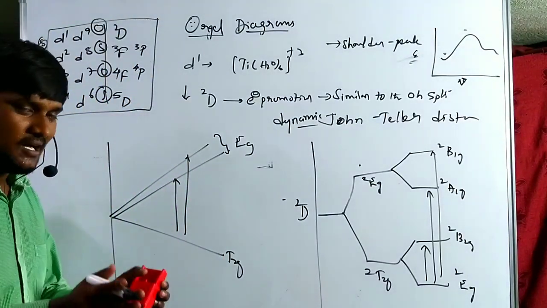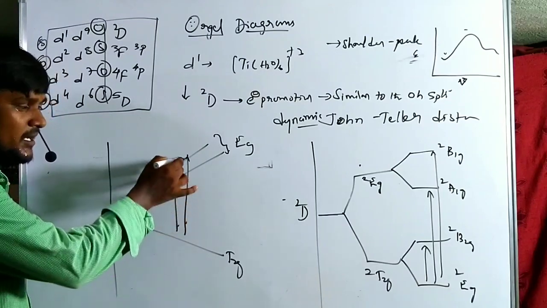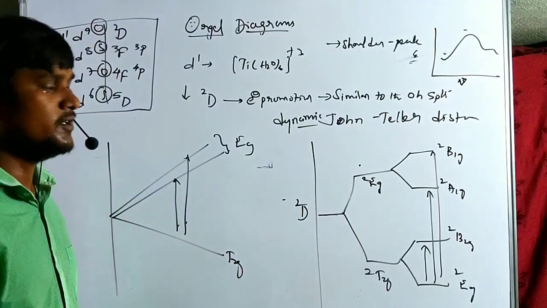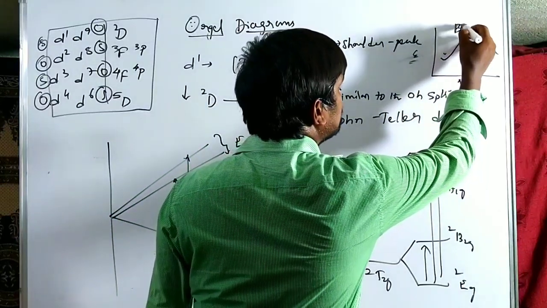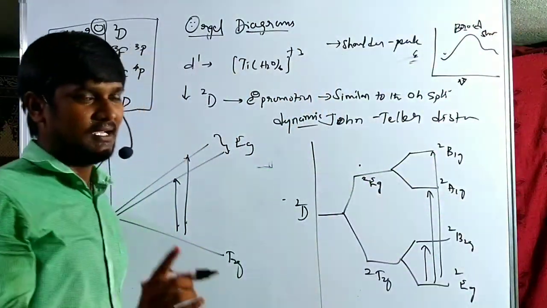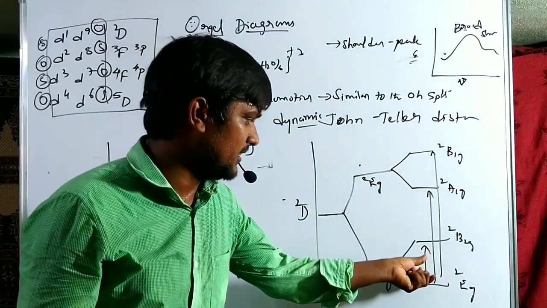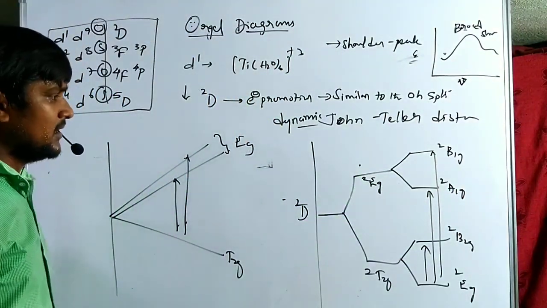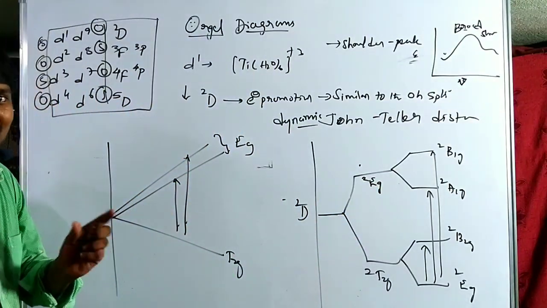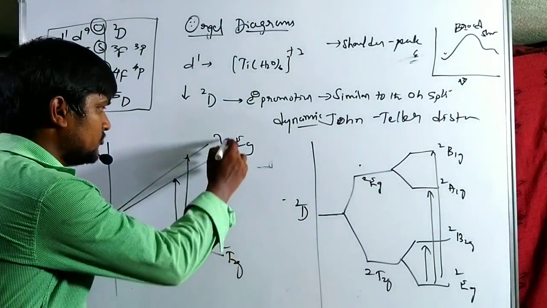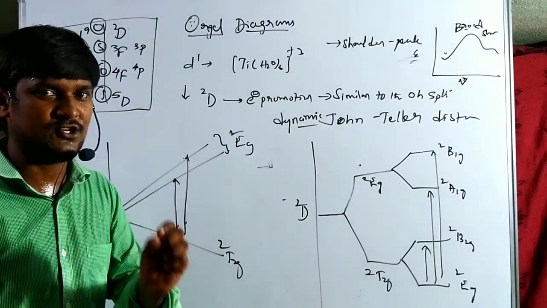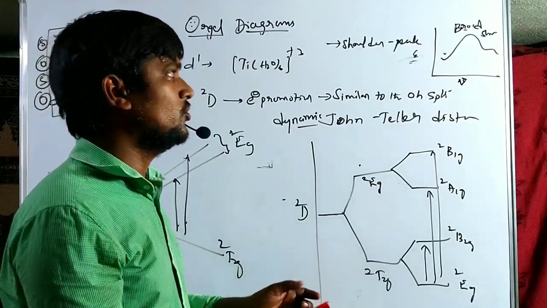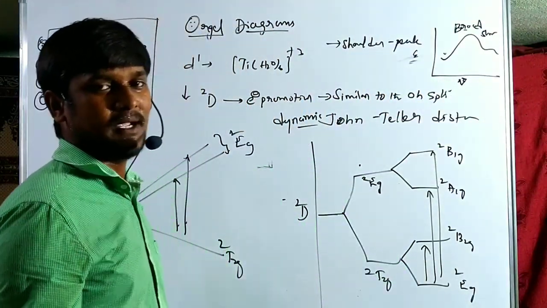These two transitions have very similar energy. Due to the similar energy levels, the two transitions overlap together, and it forms a broad shoulder peak. I repeat: the splitting is negligible in the case of the T2g spectrum. Here 2A1g and 2B1g, these two eg terms split with a very small energy gap. The T2g to eg two transitions are possible, and these two transitions have a small energy gap. Due to the similarity of the energy levels, they overlap together and form a shoulder peak in the spectrum.